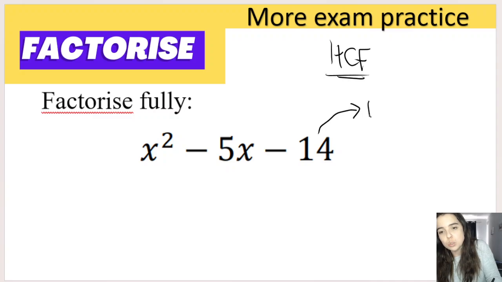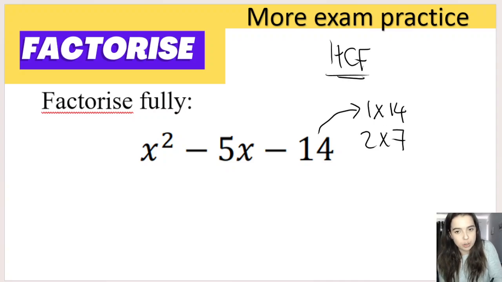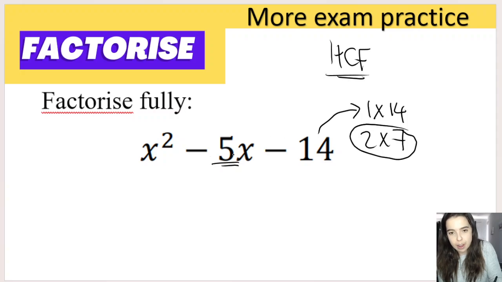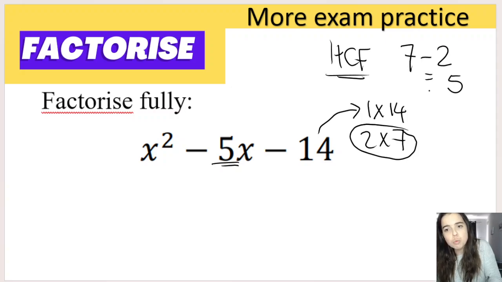So 14 is 1 times 14 or 2 times 7. Remember, we need to choose the combination that when I add or subtract them, is going to give me the middle term, which is negative 5. So this option makes sense. But remember, I need to make a negative 5. So the way that makes sense to me, you'll see that it can't be 7 minus 2, because 7 minus 2 gives me positive 5. But I don't want a positive 5. I need negative 5. So if I do negative 7 plus 2, that will give me negative 5.